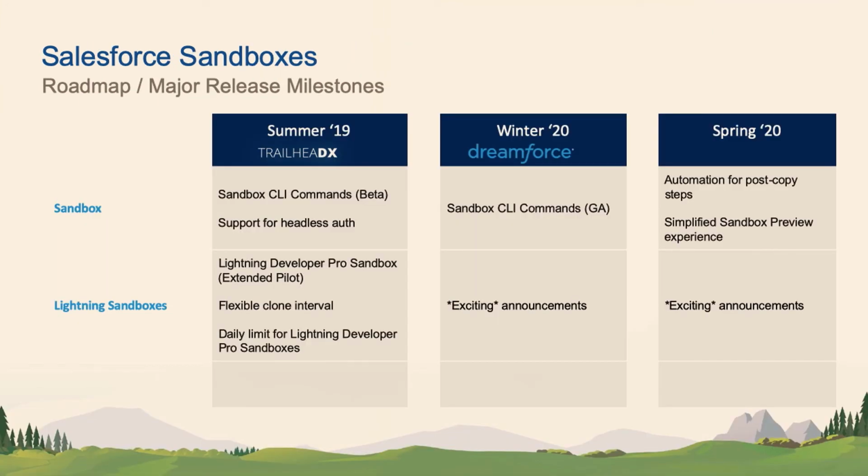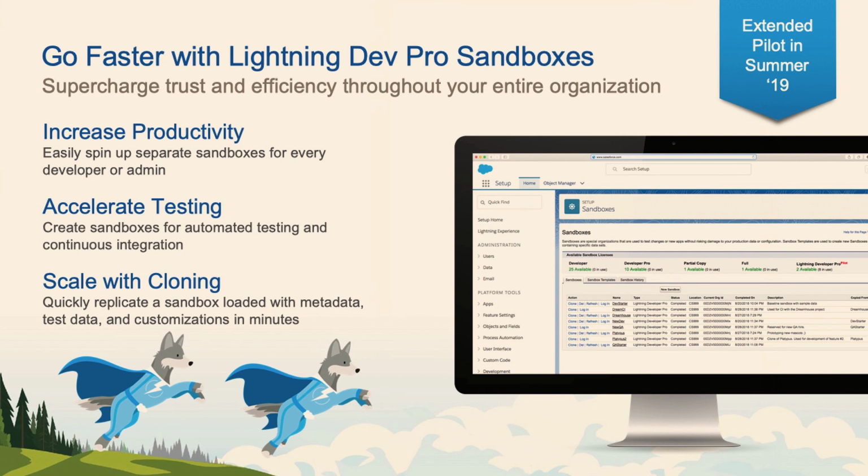One of the changes that we have added to Lightning Dev Pro Sandboxes in order to suit CI better is we've removed the refresh interval that you've previously had with all of your existing sandbox types. So if you've ever had to wait 24 hours to delete or refresh a developer or developer pro sandbox, you won't have those intervals with the Lightning Developer Pro Sandbox. Sandboxes can be created and then deleted right after every CI build.